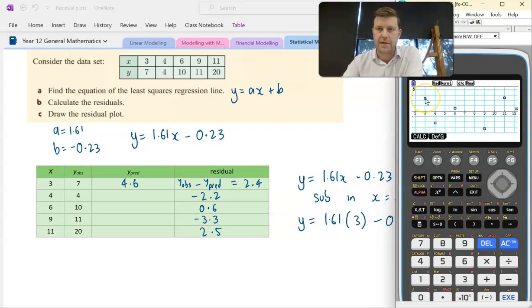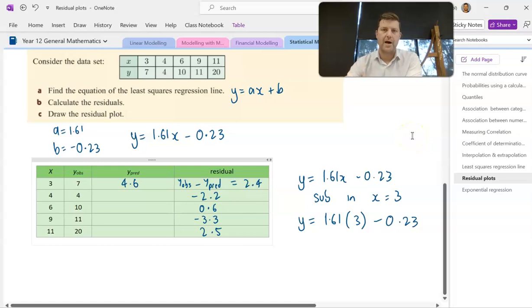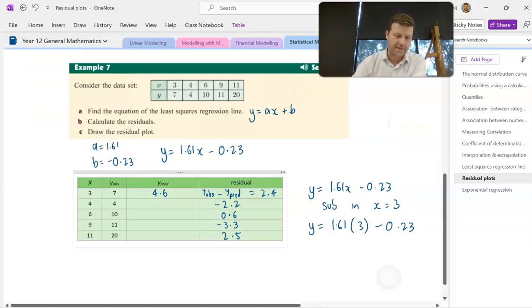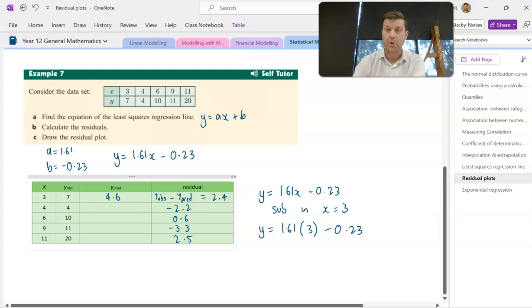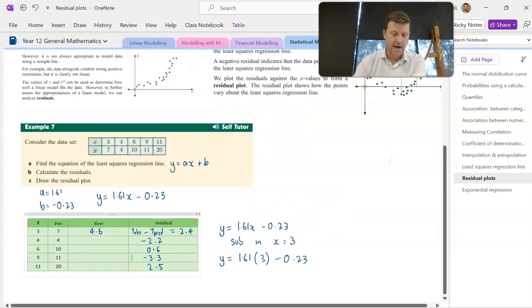So this point here, you can see, corresponds to this value here, positive 2.4. This value here corresponds to this point here, negative 2.2. This point here, 0.6. This point here, minus 3.3. And this point here, positive 2.5. So that's a bit of a quick introduction into working out residual values using your graphics calculator and drawing that residual plot using your graphics calculator.